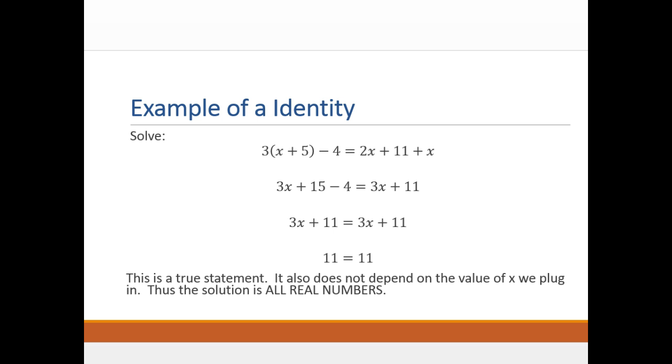We also have what's called an identity. Again, these do not always jump out at us right away, but as we start to work on them, we find out this is what they are. We have 3 times the quantity x plus 5 minus 4 equals 2x plus 11 plus x. If I distribute on the left-hand side, we get 3x plus 15 minus 4. Combine like terms on the right-hand side, we get 3x plus 11. Combine like terms on the left-hand side, we get 3x plus 11 equals 3x plus 11. When we subtract the 3x from both sides, we simply get 11 equals 11. This is a true statement. No matter what value we plug in for x, we're always going to get 11 equals 11. So this is what's called an identity. And our solution here is simply all real numbers.